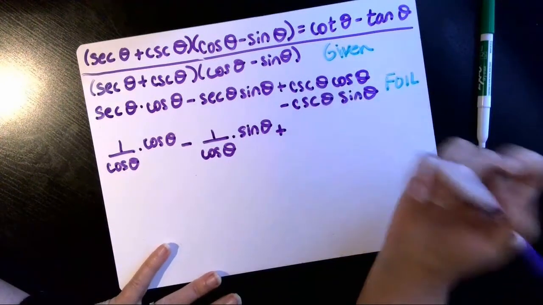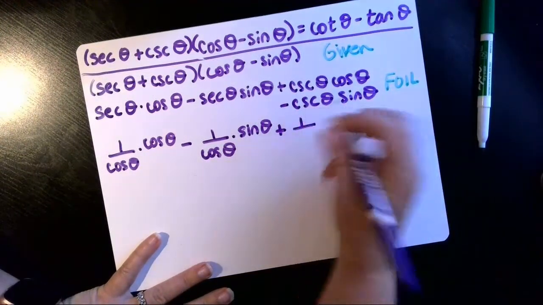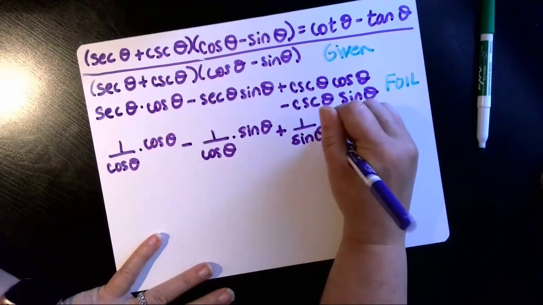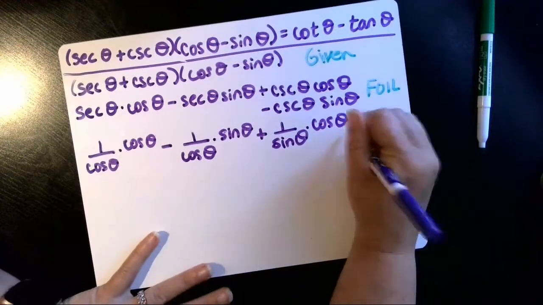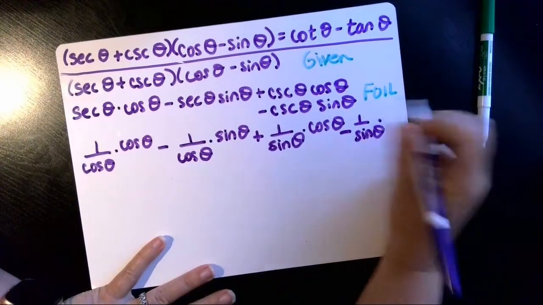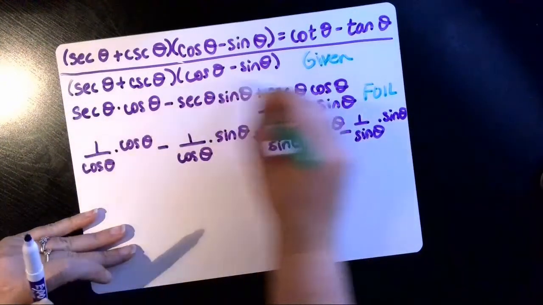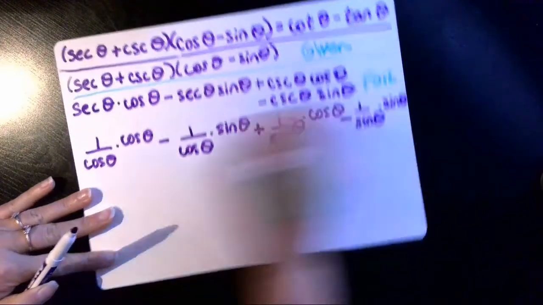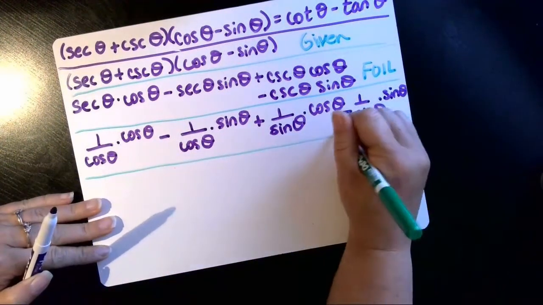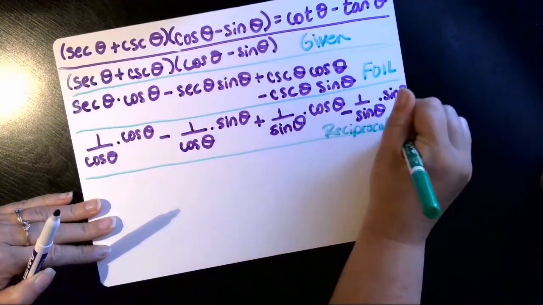Then that's plus. Next is cosecant times cosine. Cosecant is the reciprocal of sine, so we'll rewrite with a reciprocal identity, 1 over sine of theta times cosine of theta. And then minus, and cosecant is 1 over sine of theta, and then that's times sine of theta. We'll just draw some lines here so we can see where we are. And then this whole third line, this was each time using a reciprocal identity.